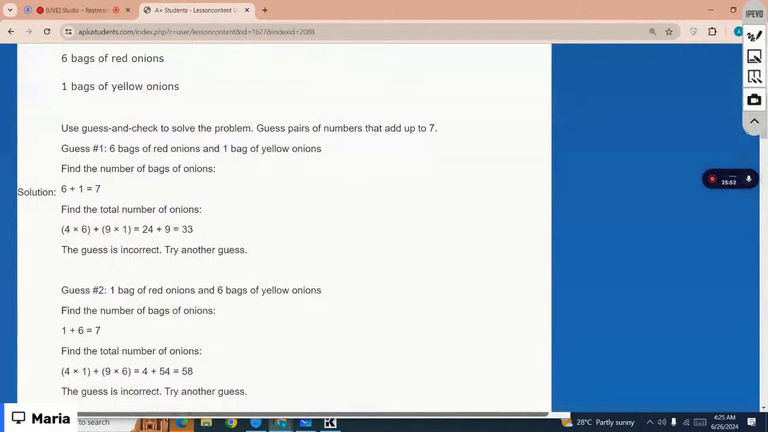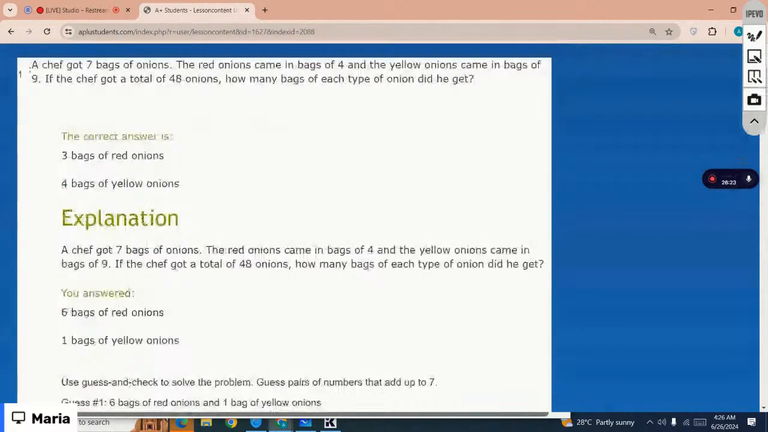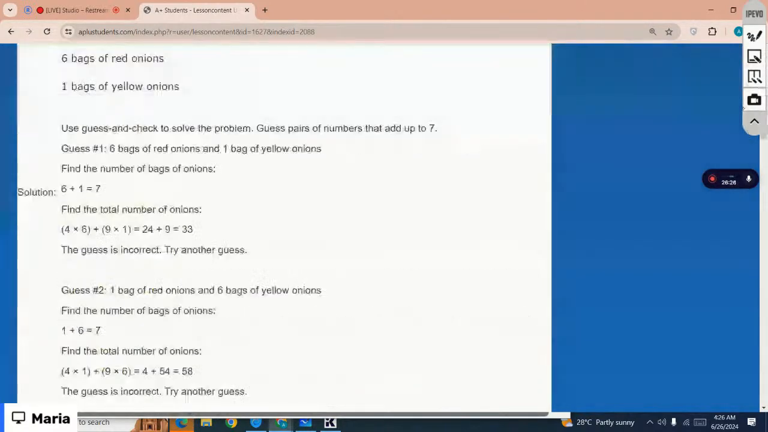You can say 6 plus 1 is 7. That means you have 6 bags of red onion and 1 bag of yellow onion. In a bag of red onion you have 4 onions, so do 6 times 4, and in a bag of yellow onion you have 9, so 1 times 9. Let's see if together they make 48 onions. Let's solve and see. They make 33 onions. This isn't the correct option, right?